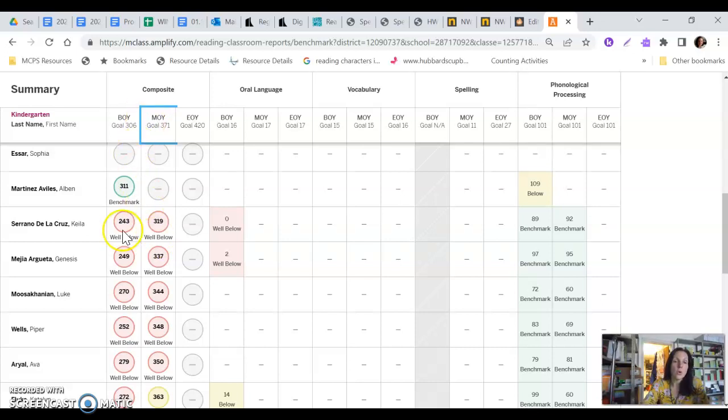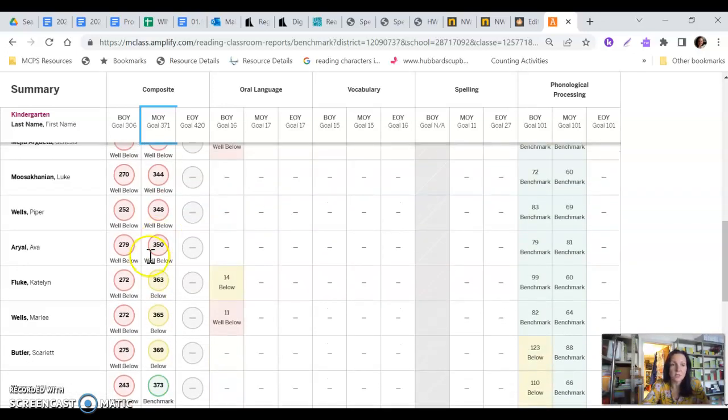So we want to celebrate still the fact that although Kayla is still showing up well below, we need to support her. Look at the growth that she made with her composite score growing from a 243 to a 319. She made a significant amount of growth. We always want to celebrate that. And looking at our students, the goal was a 371 for the composite score. We have a 363, a 365, a 369. They are very close to benchmark. So they're not significantly below. They just didn't meet the target.